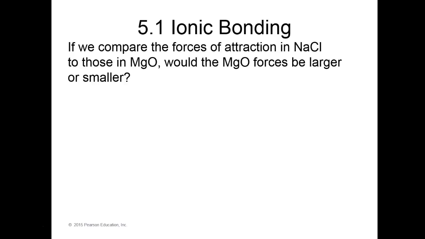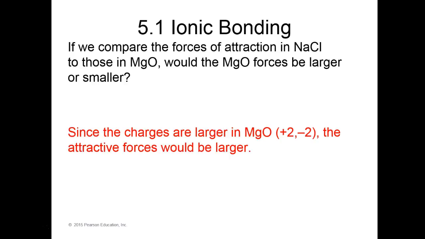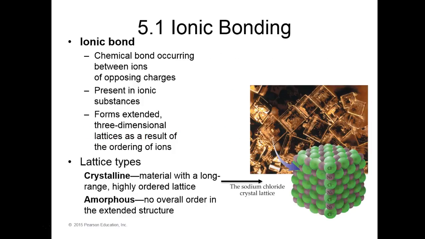So if we were to compare the forces of attraction in sodium chloride to those in magnesium oxide, would the magnesium oxide forces be larger or smaller? Since the charges are larger in magnesium oxide, +2 and -2, the attractive forces would be larger. So ionic bonds are chemical bonds occurring between ions with opposing charges. They're present in ionic substances, and they form extended three-dimensional lattices, an ordered arrangement of ions.